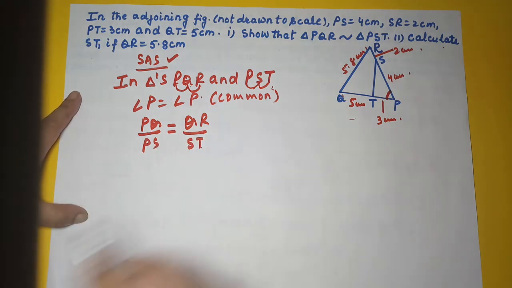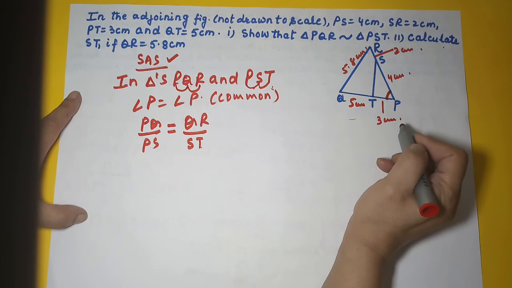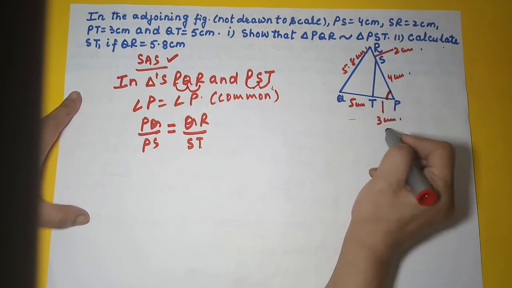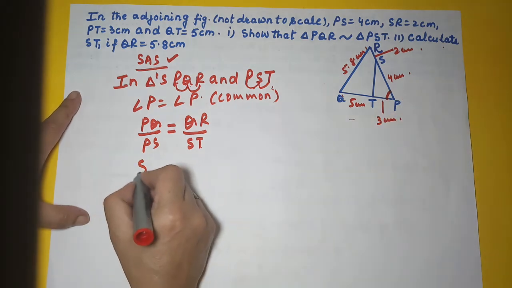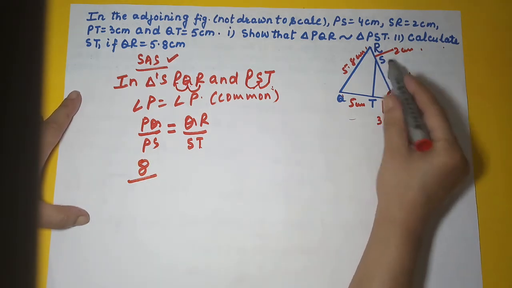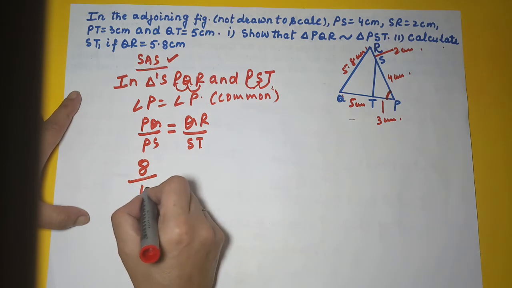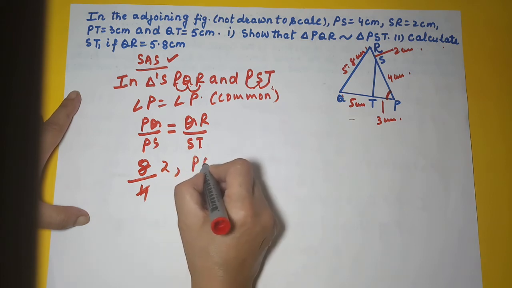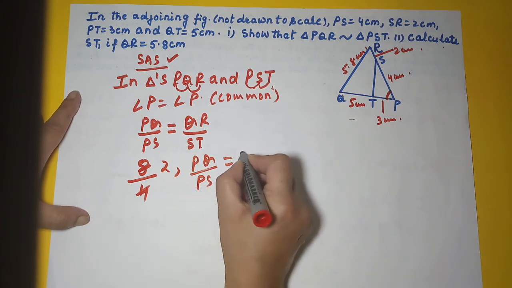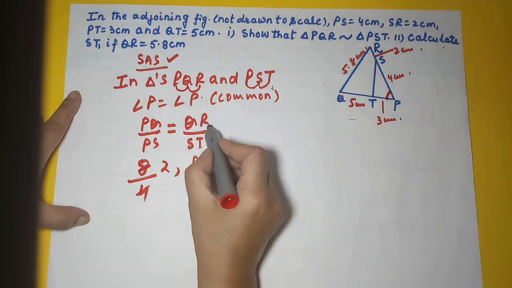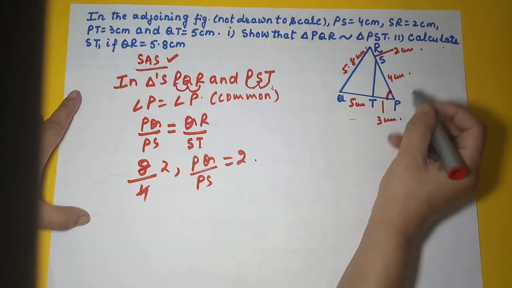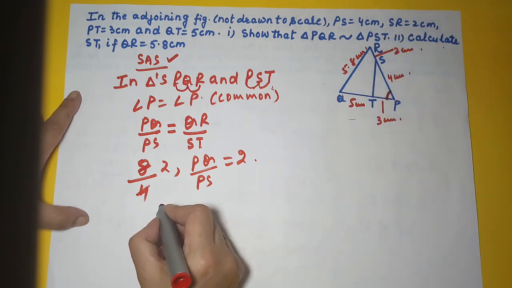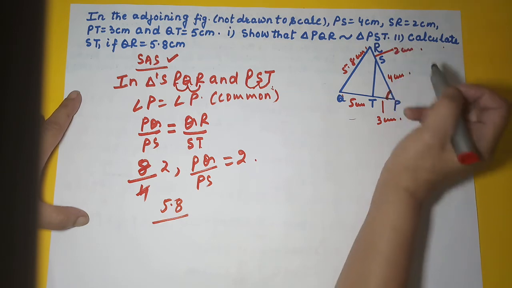Let's substitute the values. What is my PQ? PQ is given, PT and QT is given. So PQ is 5 plus 3, that is 8. PS, how much is my PS? 4. Okay. So 4 twos are 8. So I got PQ upon PS as 2. Let me check whether QR and ST is also coming to 2. Okay. What is QR? QR is 5.8. ST, what is ST?